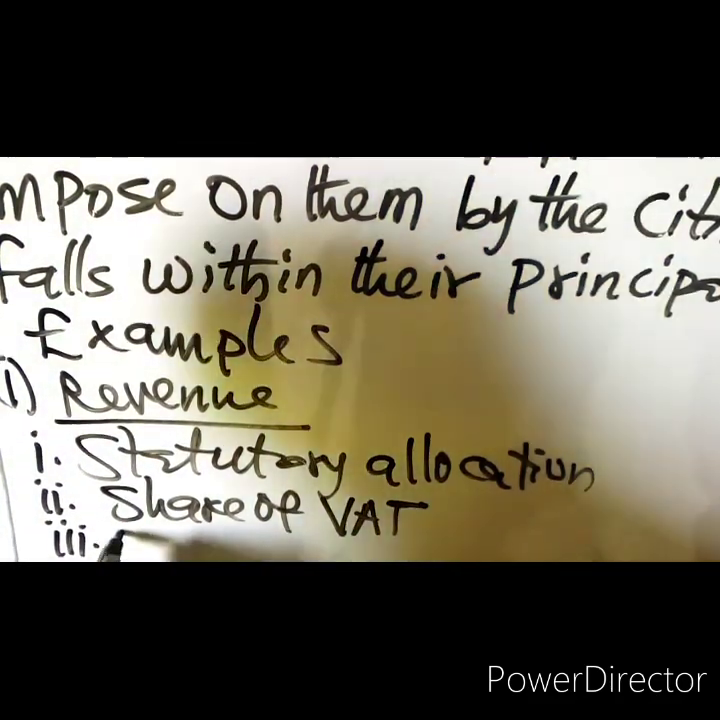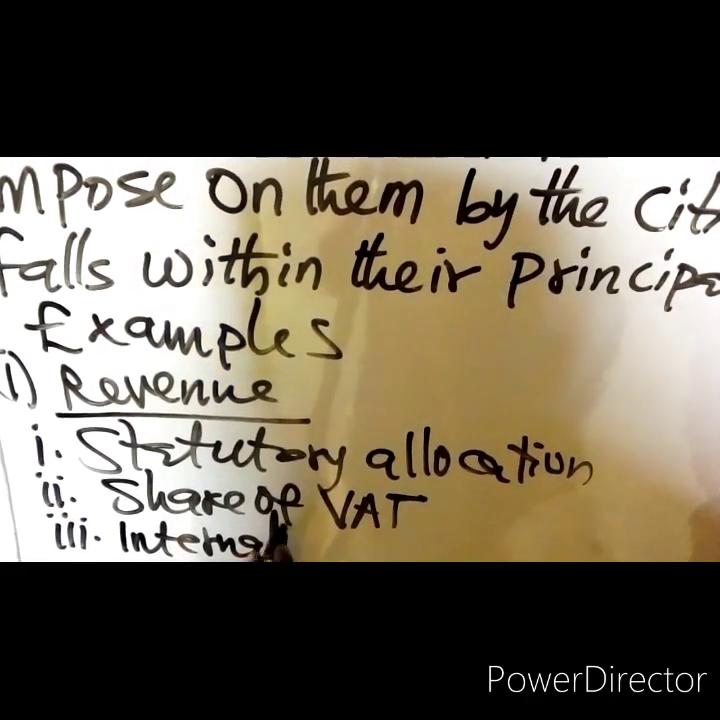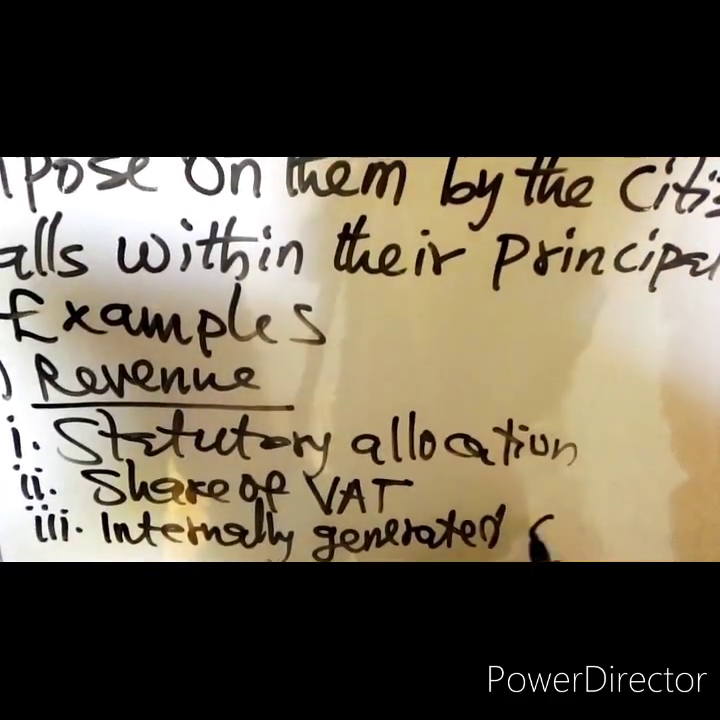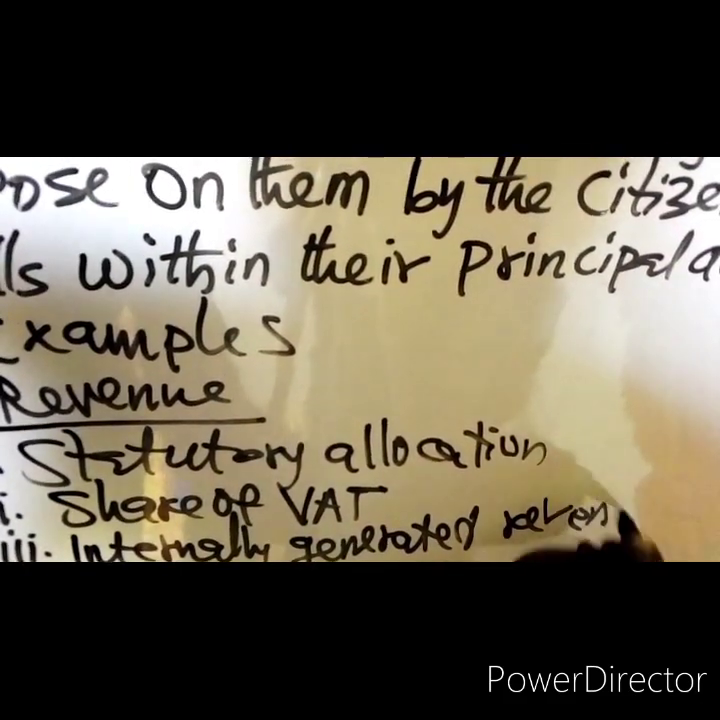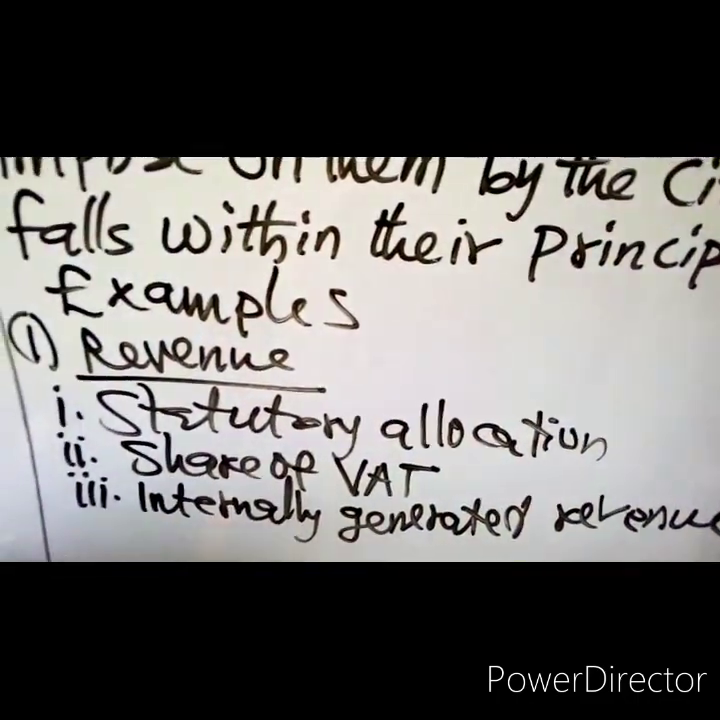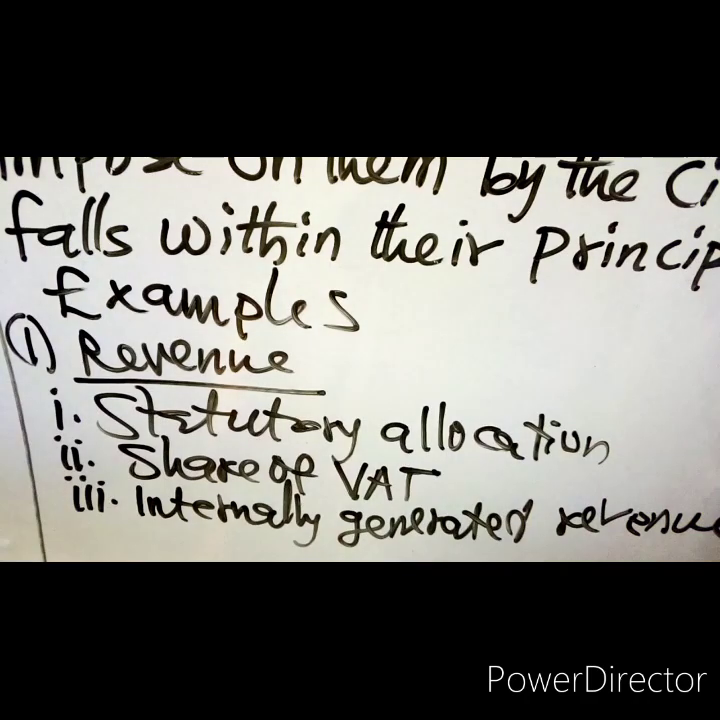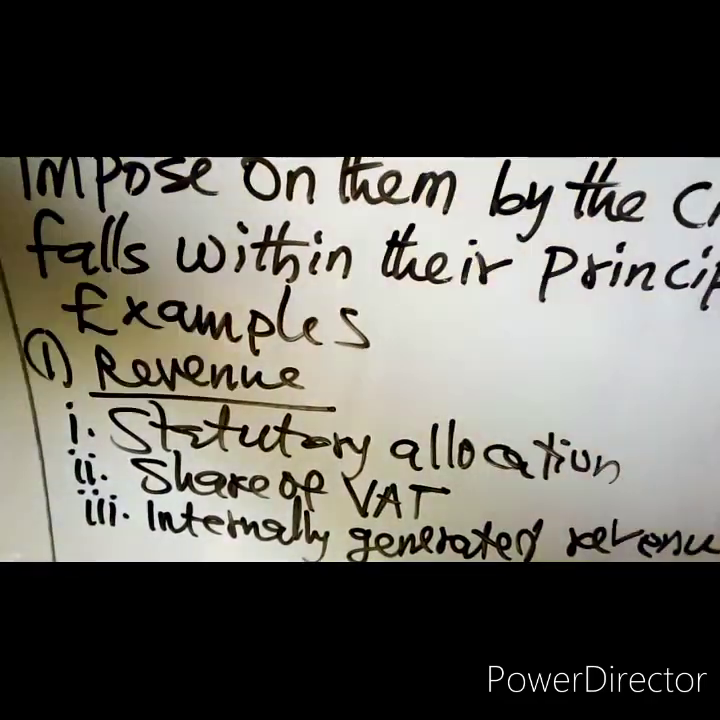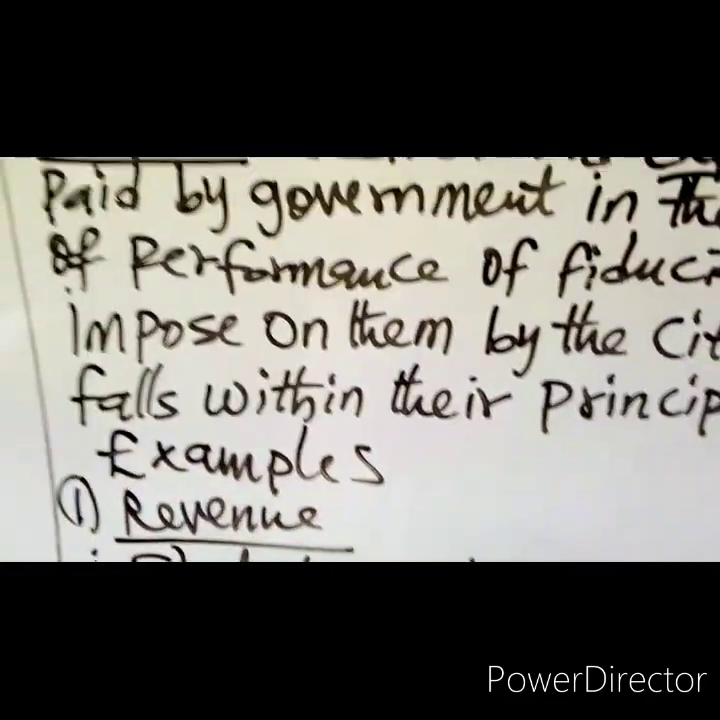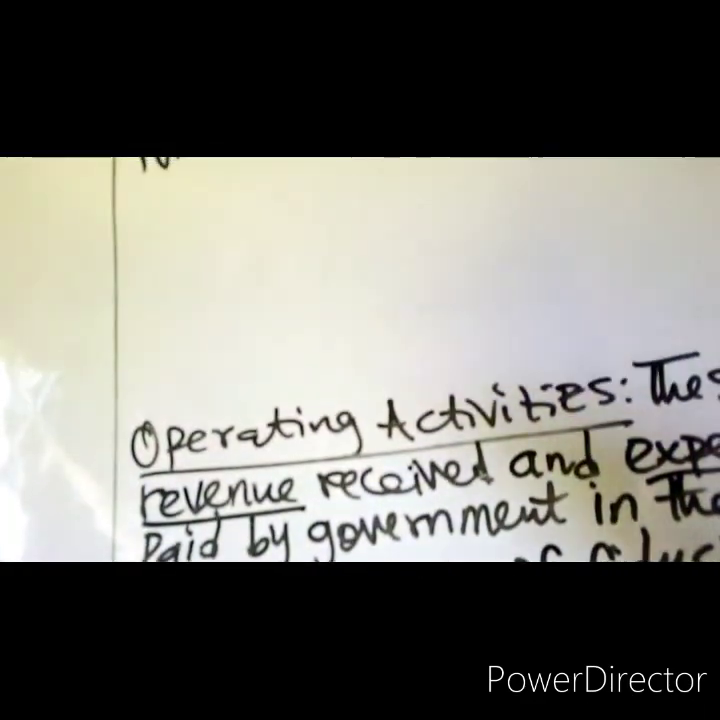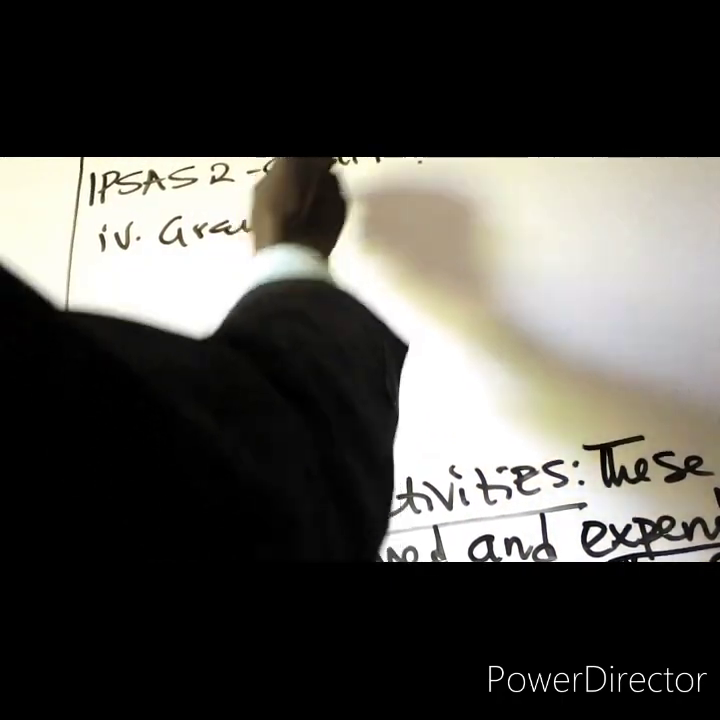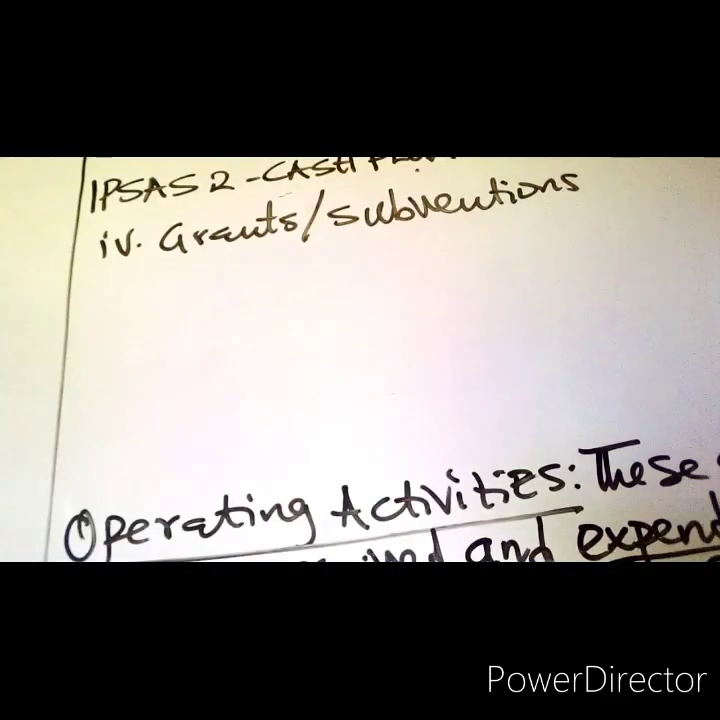We also have internally generated revenue. Internally generated revenue is also one source of revenue of the government. Internally generated revenue is a source of revenue of the government. Number 4, we have grants and subventions. Grants or subventions is also another source of revenue.